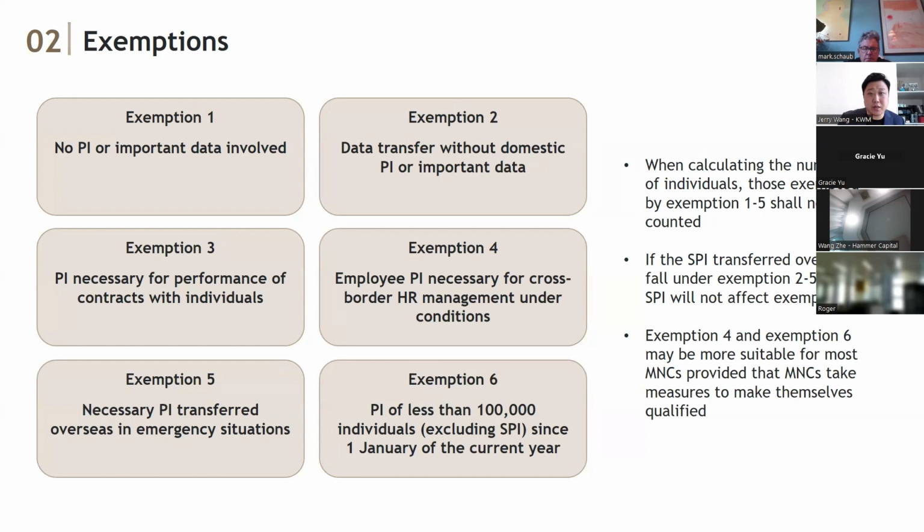And second, under exemptions 2 to 5, for example the HR scenarios, some of the employees' data will be sensitive personal information, like employees' ID cards and bank accounts, all of which are quite typical sensitive personal information. Sensitive personal information is allowed to be transferred under exemptions 2 to 5, and this will not affect the use of exemption 6, as long as, apart from any situation provided under exemptions 2 to 5, no sensitive personal information is included when companies apply exemption 6, the quantitative exemption. So both scenarios will not affect each other. Okay, so these are the general rules.